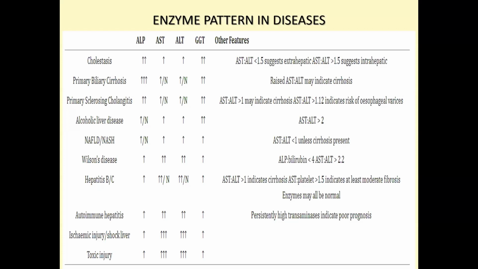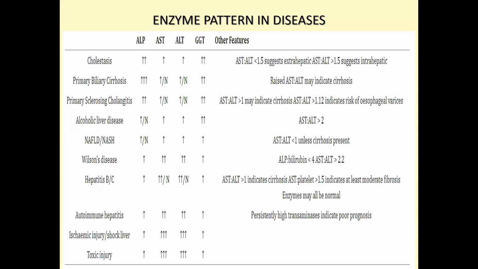When you see non-alcoholic fatty liver disease, ALP is normal or elevated. All these can be just elevated. And a ratio less than 1 indicates cirrhosis is present. Okay. In Wilson's disease, ALP is not raised, or just raised. These two are raised. Liver enzymes are raised. And the ratio is more than 2.2 for bilirubin. The ALP and bilirubin ratio they're considering here is less than 4, or the AST-ALT ratio more than 2.2.